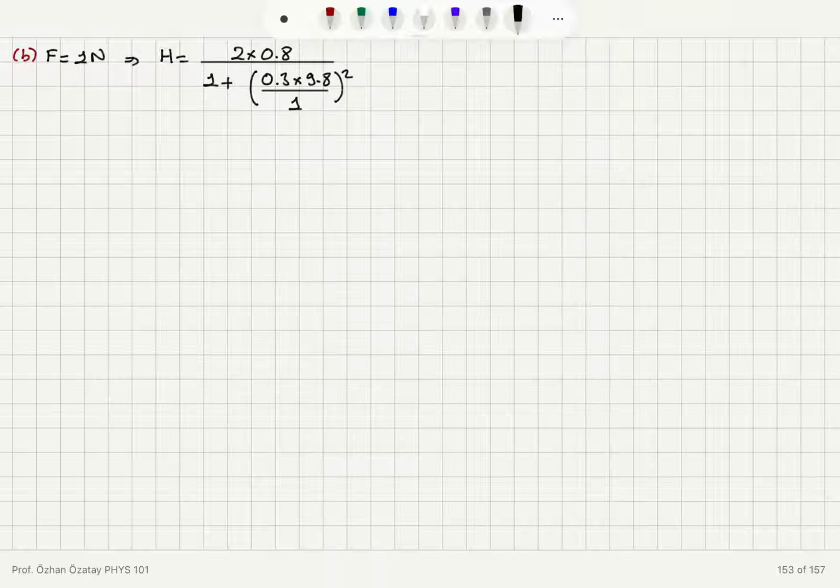Now we're going to substitute some values for the force. If I put F equals 1 newton, this will give me for H, and I have to be careful with SI units here, 80 centimeters is 0.8 meters, 1 plus, it was 300 grams, which is 0.3 kilograms, times 9.8 meters per second squared, divided by 1 newton, squared, and that gives me 0.166 meters for H.